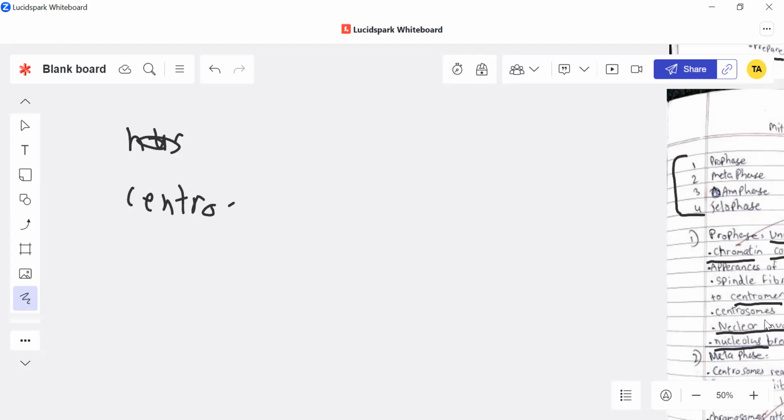Centrosomes and centromere. This is very confusing. I also get confused a lot. I think in my lecture, I got confused here as well. So I want to clear this confusion.